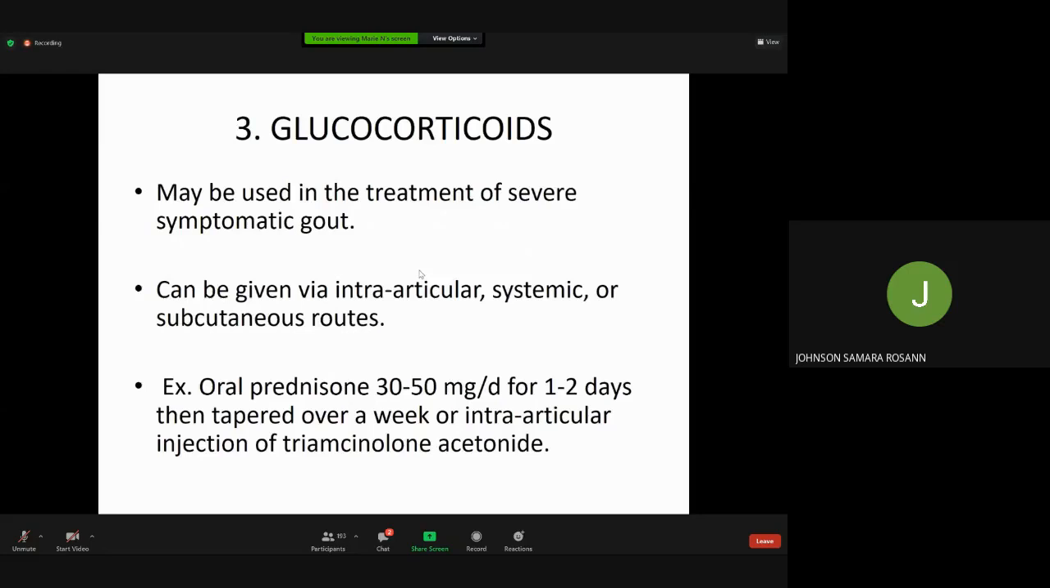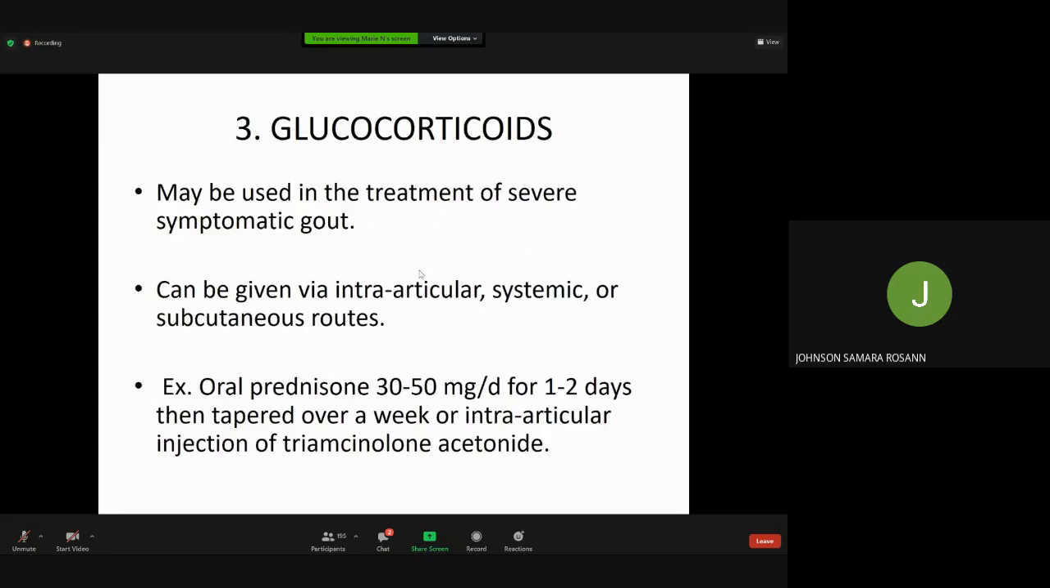So remember I said it's not only the big toe. Gout can even present in any joint. So if your patient has got the gouty attack and it's involving a large joint, you can inject glucocorticoids into the joint. The injection has a lot of discomfort, but the relief is also very good with the intra-articular injection. They can also be given systemically, so we are talking about IV, or you can use subcutaneous routes.